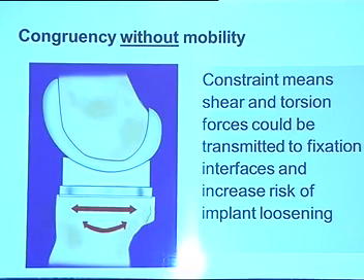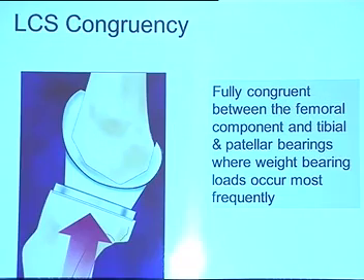Congruency without mobility means a shear and a torsion force will be transmitted to the fixation interface and increase the risk of implant loosening. So with mobility, it doesn't pass on the stress from the poly to the tibial plate, and it dissipates the stress between the tibial plate and the bone, at the interface, whether you're using cement or not.